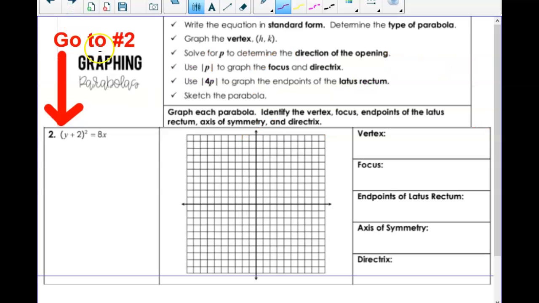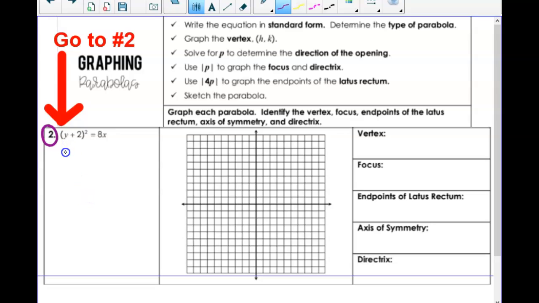All right. On the back now, we are actually going to start with number 2. So can you make sure that you're graphing with me with number 2? Start with number 2. Don't do number 1. Don't put it on number 1. You'll be upset with yourself.